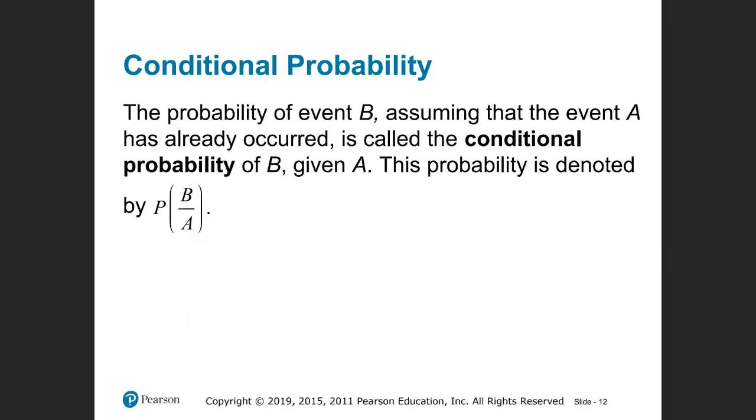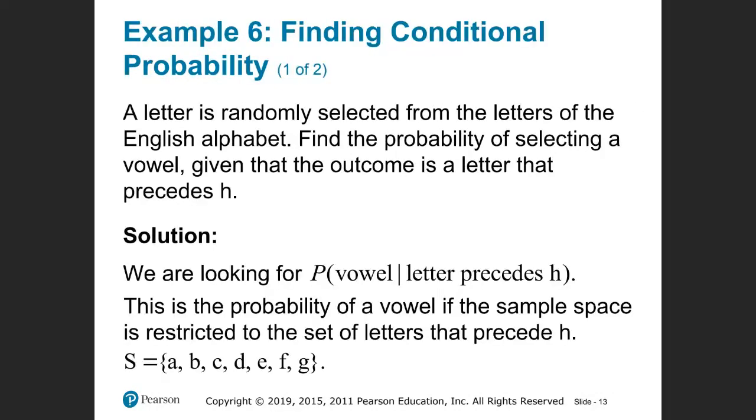So when we multiply all these probabilities together, we get 8 over 99. Conditional probability. The probability of event B, assuming that event A has already occurred, is called the conditional probability of B given A. This probability is denoted by P(B|A). And of course, here's an example.